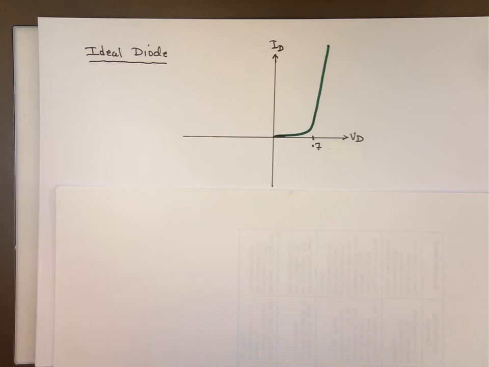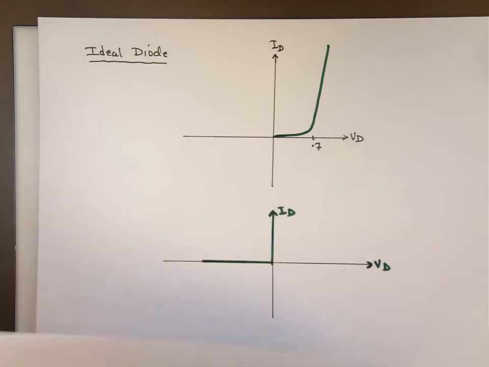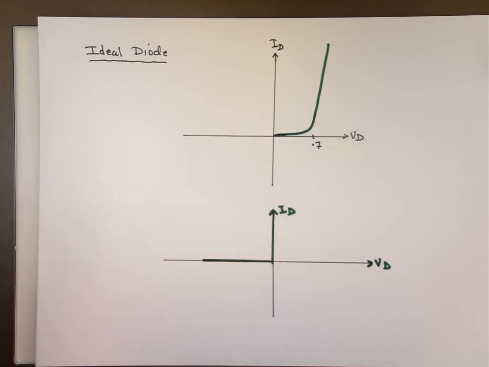Ideal diodes. Now, when we solve a problem or circuit, we always try to approximate what the diode should look like. And there's three different approximations. So first, we're going to look at the first approximation. In the first approximation, we approximate the diode to have no current going through it when the voltage is 0; the current goes straight up in the air. That's called the first approximation.